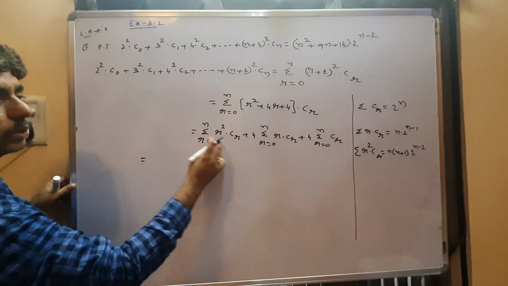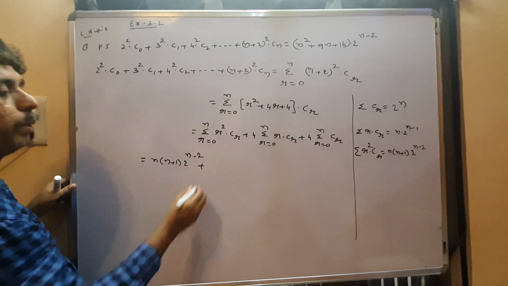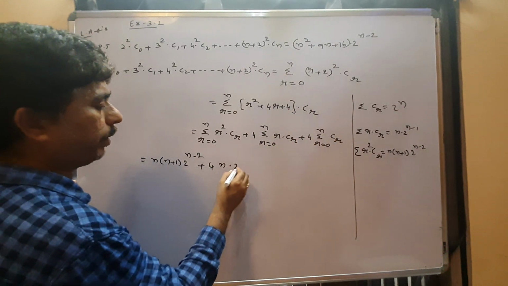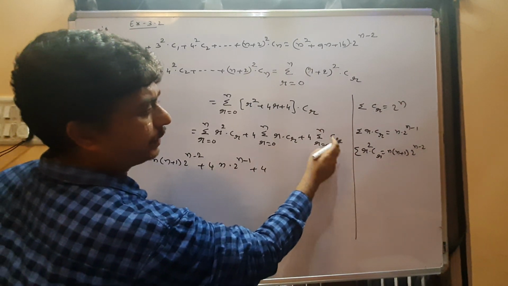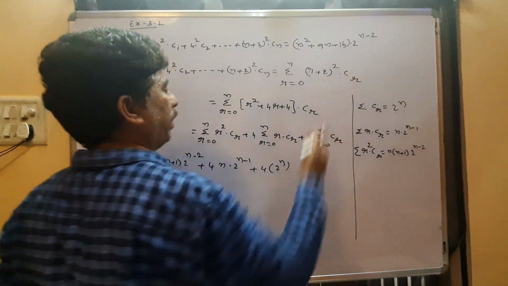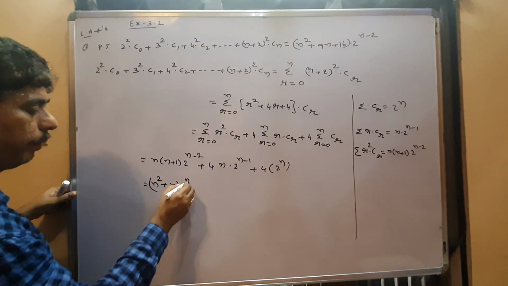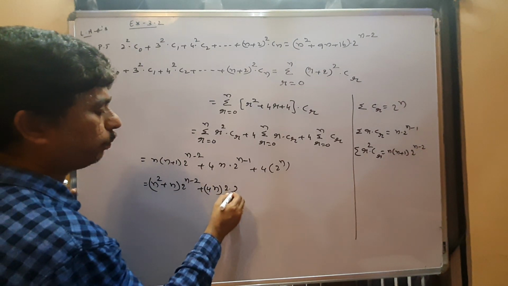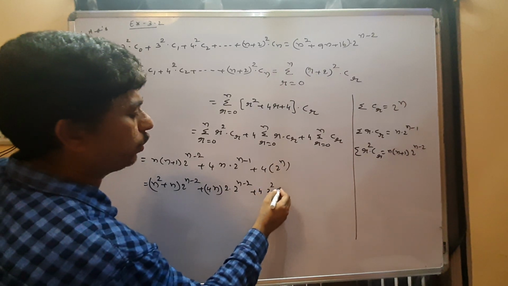Now sigma r square into Cr is n into n plus 1 into 2 power n minus 2, plus 4 times sigma r into Cr, whose value is n into 2 power n minus 1, plus 4 times sigma Cr, whose value is 2 power n. Now coming to the right side you have 2 power n minus 2. So this is (n square plus n) into 2 power n minus 2, plus 4n into 2 power n minus 1, which can be written as 2 into 2 power n minus 2. This 2 power n you have to write as 2 square into 2 power n minus 2.